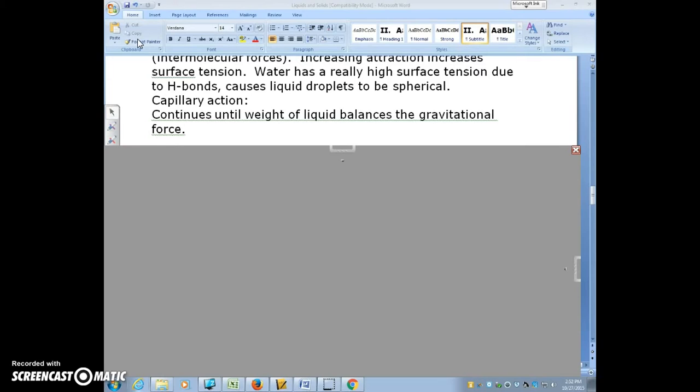Okay, so with that capillary action, the water will crawl up that paper towel until the weight of the liquid is balanced by the gravitational force.